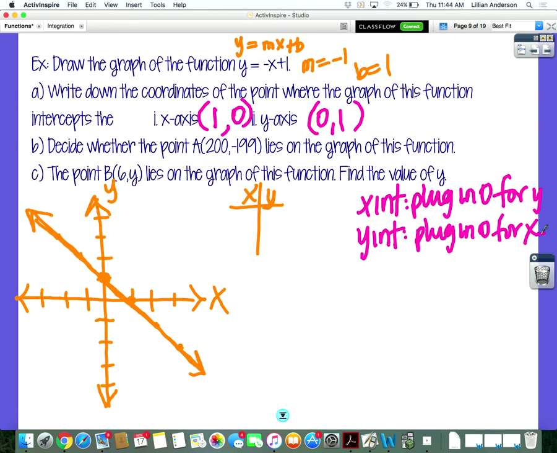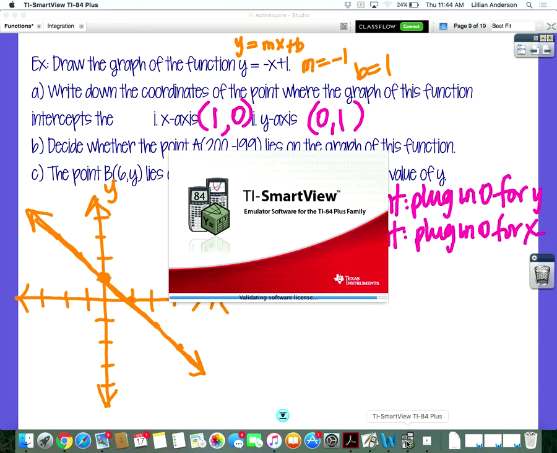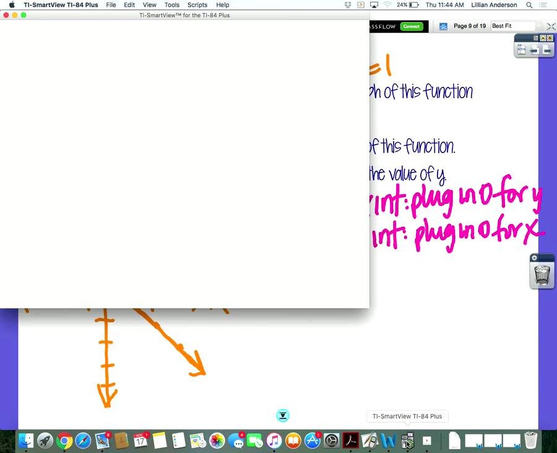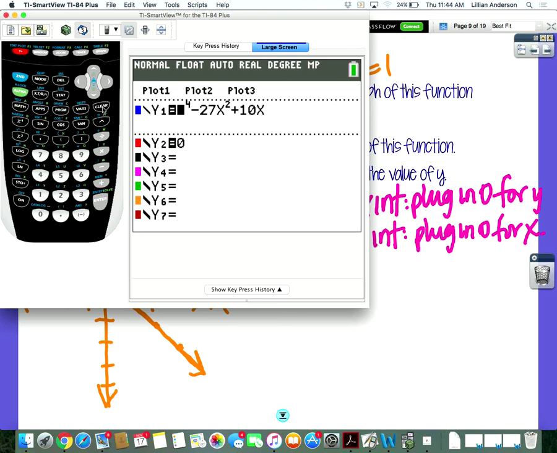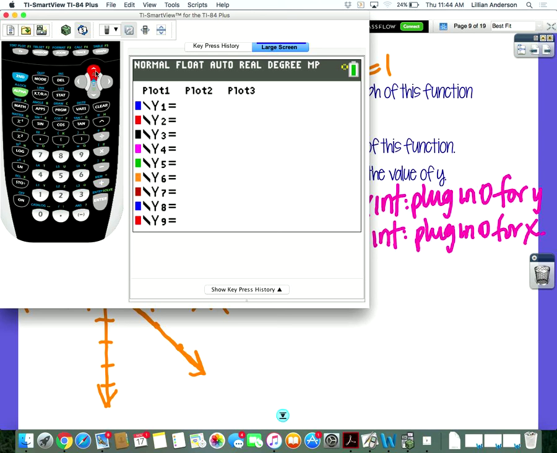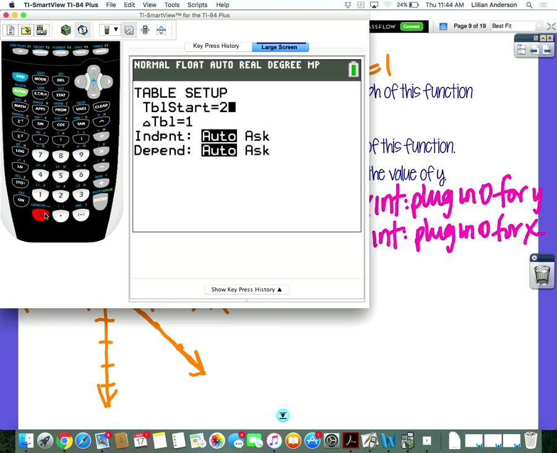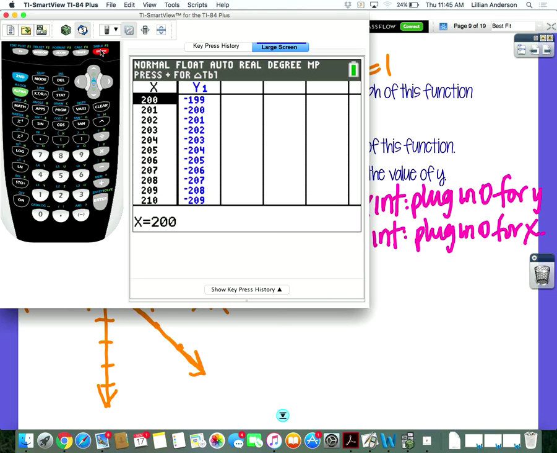How do I know if 200 and negative 199 is actually on the graph of this function? Well, if you put it into your calculator, then you can go into table set, select table start to be 200, and then just go table. And it'll show you what it is. I can type in that function of negative x plus 1. I can change my table settings to start at 200, and then I can actually look at my table. And yes, it is negative 199.